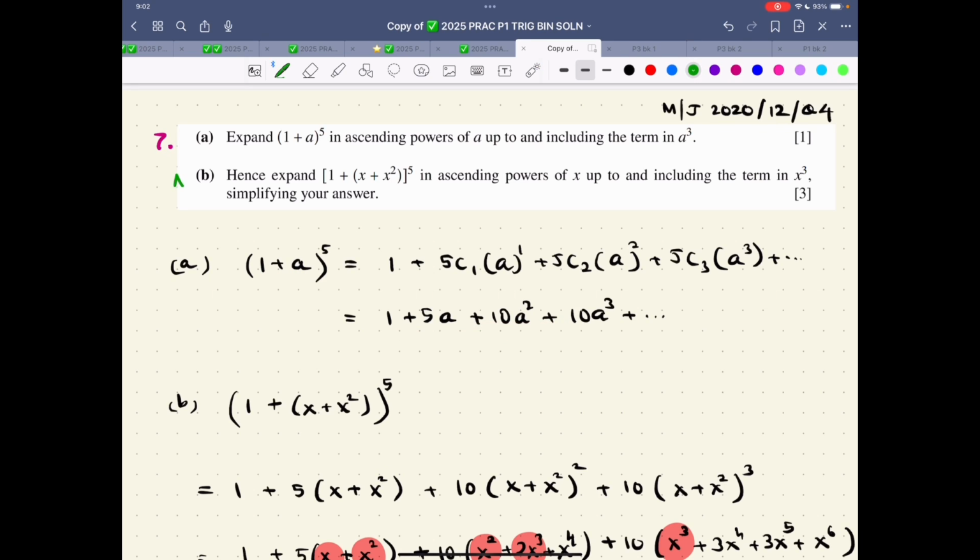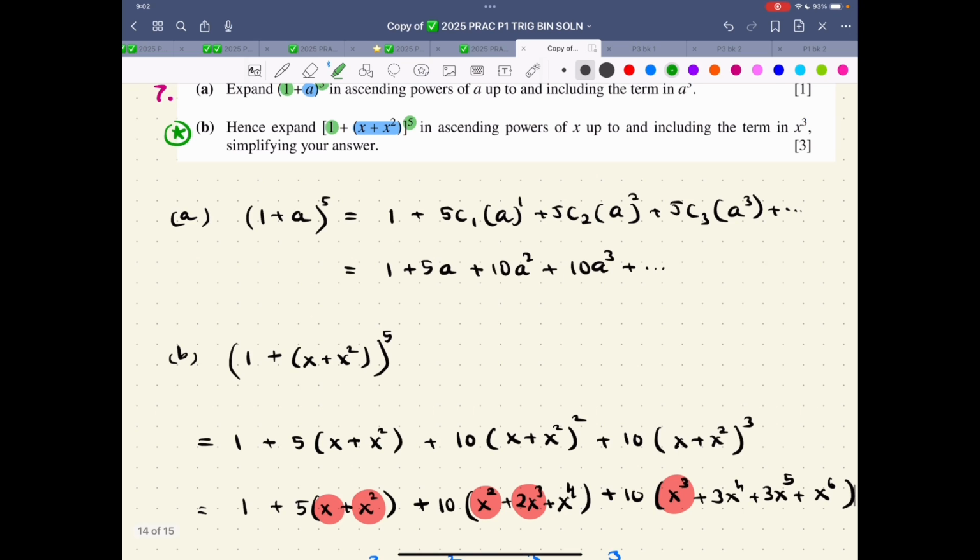Again, this part was kind of tricky. Hence, expand this thing in ascending powers of x up to and including the term in x cube. Now, the catch over here is this. Over here, this is a. Over here, in place of a, we have this. This power 5 is exactly the same. What has changed? a is replaced with x plus x square.